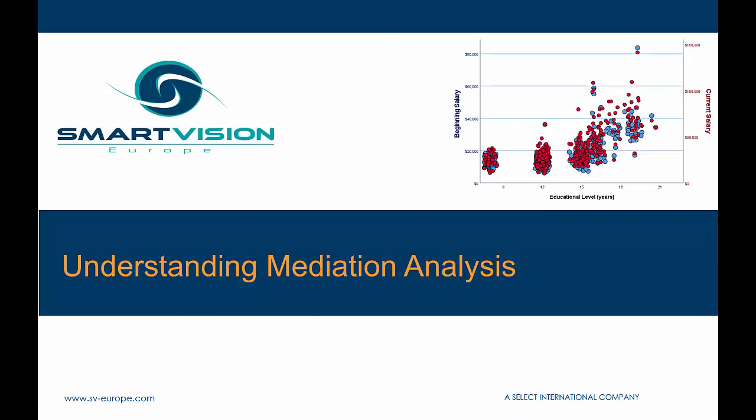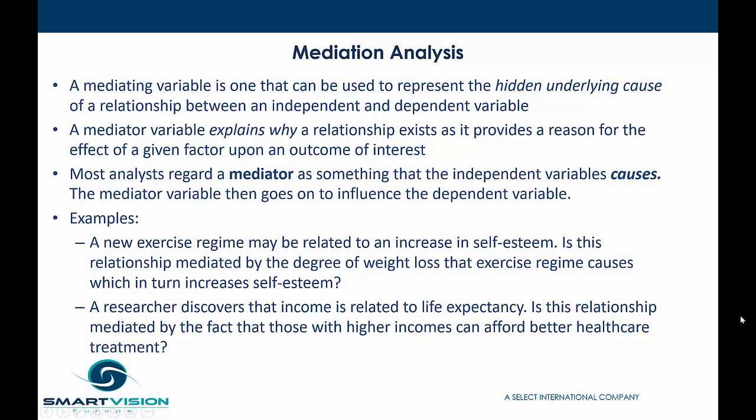Okay, let's look at understanding mediation analysis. So in the first video, we were focused on moderation analysis, and we explained that a moderating variable or moderator is one that contextualizes the relationship between an independent and dependent variable. In contrast, a mediating variable is one that can be used to represent the hidden underlying cause of a relationship between an independent and a dependent variable. So a mediating variable explains why a relationship exists. It provides a reason for the effect of a given factor upon some outcome of interest.